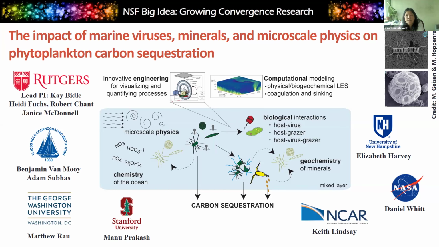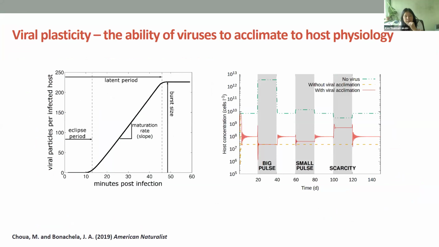And then the last thing I wanted to talk about was this project that we have in collaboration with Juan Bonachela, who's a theoretical ecological modeler here at Rutgers. Juan is really interested in understanding viral plasticity. We've been talking a lot about the role of host ecophysiology on viral infection, but there's also a plasticity that's associated with the viruses themselves, the ability of viruses to acclimate to host physiology and modify these different parameters of the infection cycle, whether that be the latent period or the burst size.